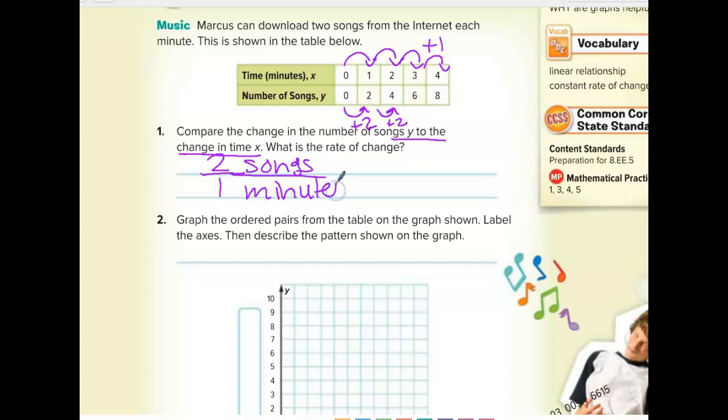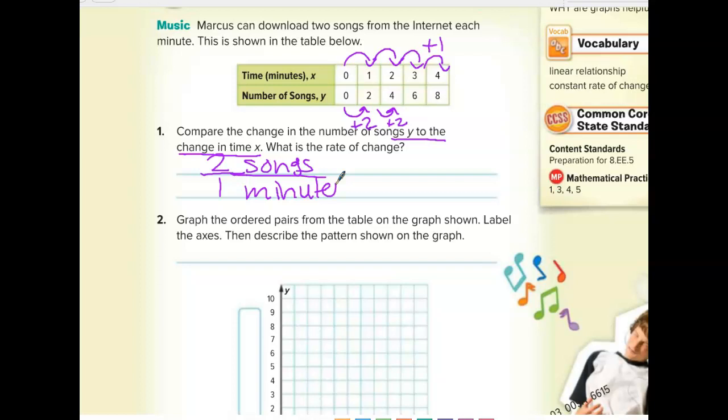I would label them as well. 2 songs per 1 minute. So, Tristan, you have 1/2. Is that the same as me? Yes. 2 songs per 1 minute, because it said Y first, then X. Plus, you wouldn't really measure it in minute per song, right? It'd be song per minute.